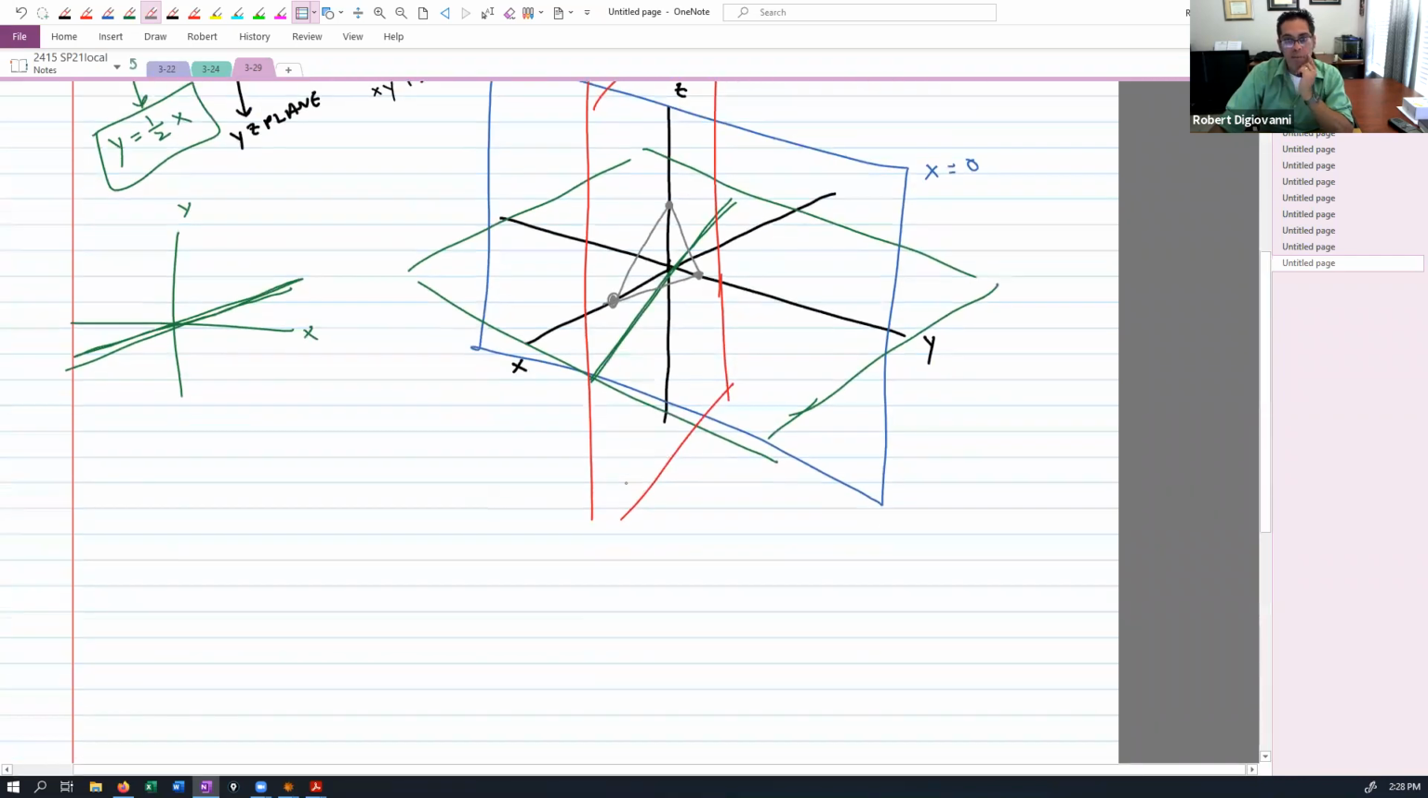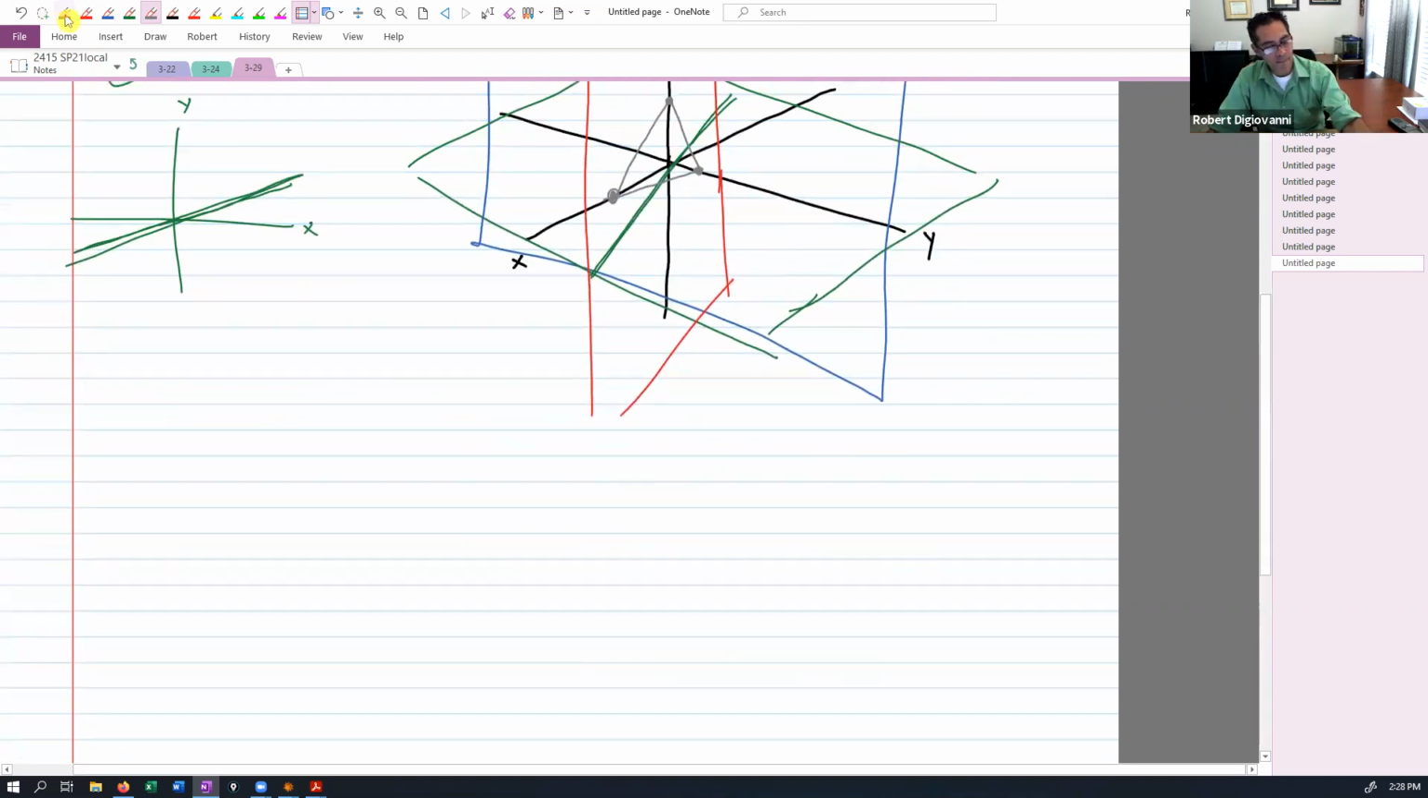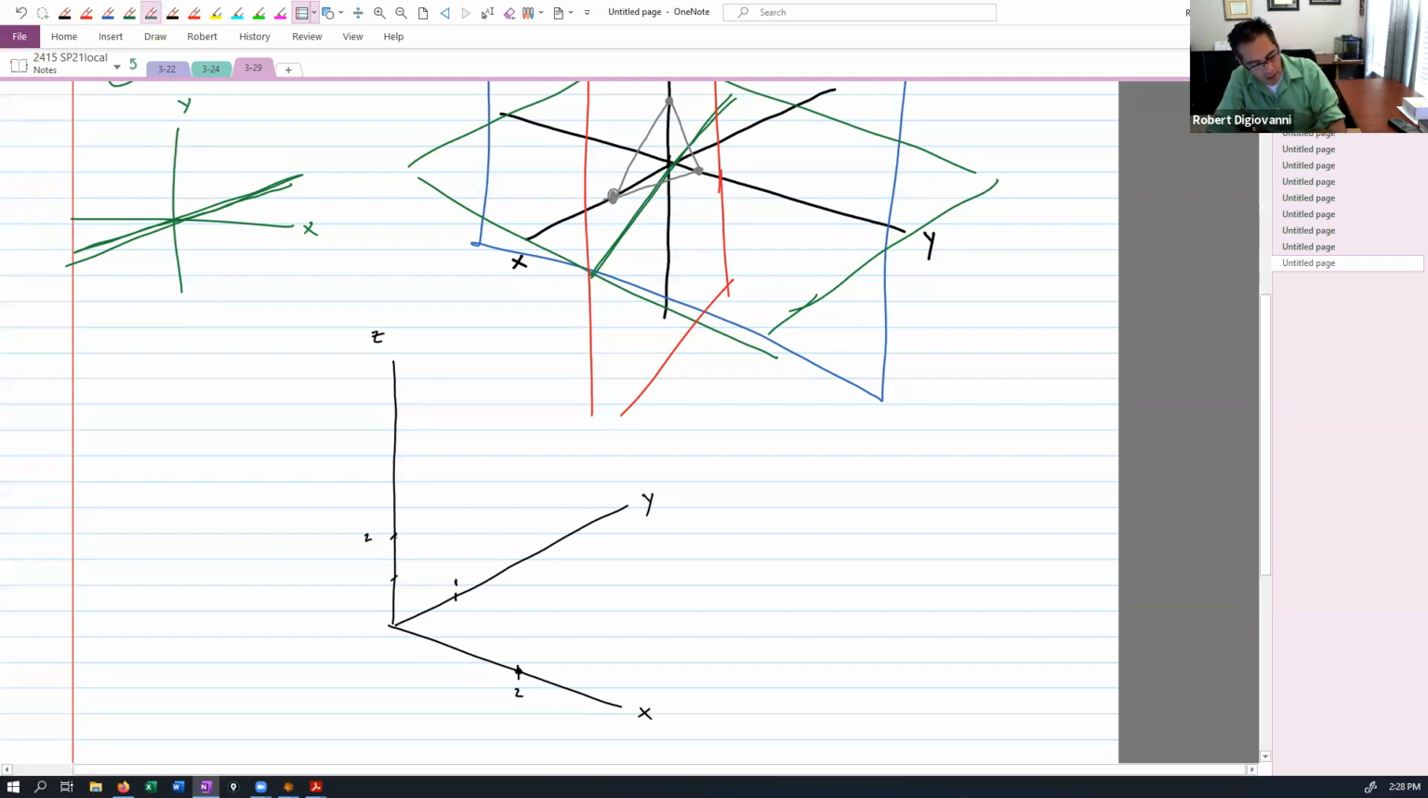Boy, it's probably pretty hard to see what this is. I'm going to try and draw another picture. Let me do it a little bit different. I'm going to let this be X, and this be Y, and that be Z. It hit the X-axis at 2, the Y-axis at 1, and the Z-axis here at 2. So that plane came in like this.